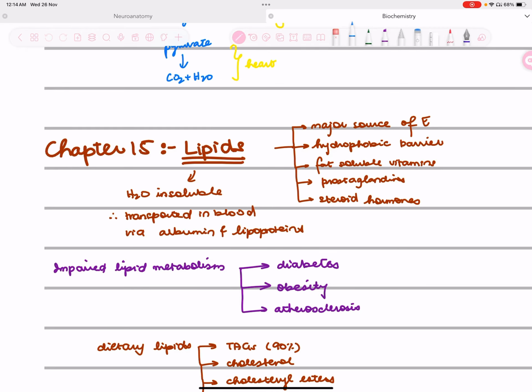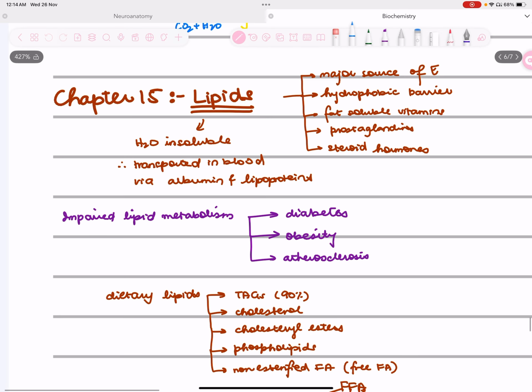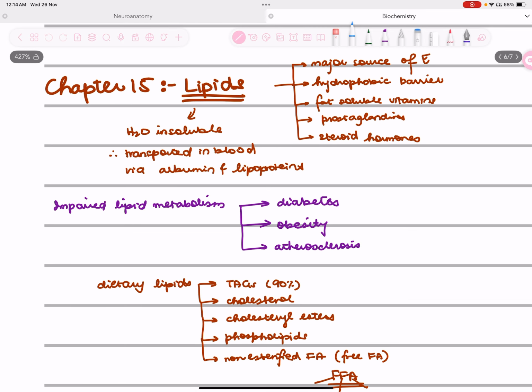Hi everyone, today we're doing chapter 15 from Lippincott, which is about dietary lipid metabolism. So, what are lipids? Lipids are basically water insoluble organic compounds.